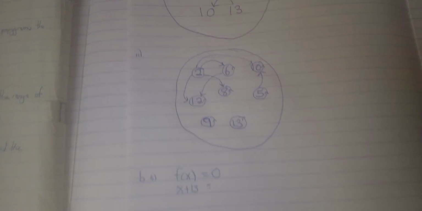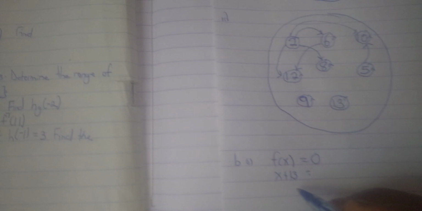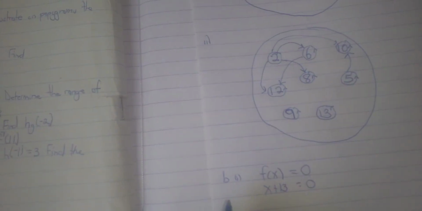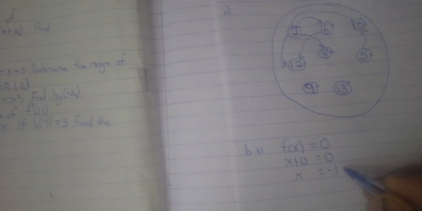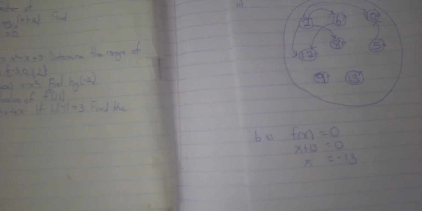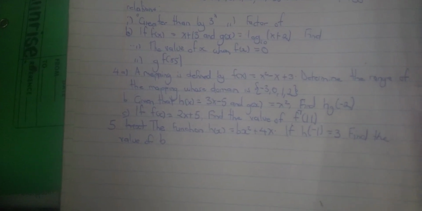Our x plus 13 will equate to 0. So roughly, x will give us negative 13. Then Roman numeral 2, they want g f of 85.